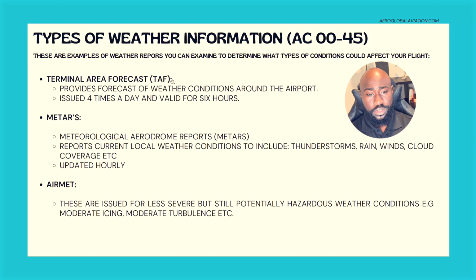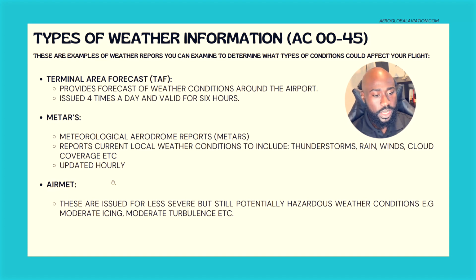So for examples of the weather information you could get, the first I'll talk about is the TAF. The TAF is the terminal area forecast. This typically provides a forecast of weather conditions around the airport, and it's typically issued 4 times a day and is valid for 6 hours. So you can basically think about a 24-hour block. For every 6 hours out of 24 hours, they issue a new updated weather report. And then the METAR is your meteorological aerodrome report. METAR gives you local weather around the airport, the local vicinity of the airport. This is typically reported every hour.